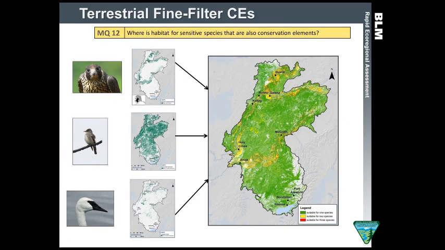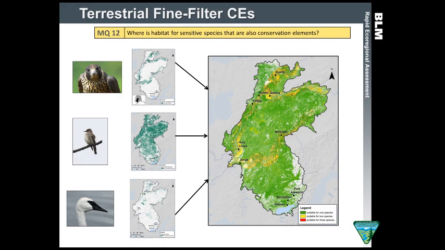Okay. All right, so real quickly, we had a question: where is habitat for sensitive species that are also conservation elements? All we did for this question was to overlay the distribution of the 3 BLM sensitive species that we had that were conservation elements, the peregrine falcon, the alder flycatcher, and the trumpeter swan. And this graphic on the right is the output. Green indicates suitable habitat for 1 species. Yellow is where 2 species overlap, and 3 is where 3 species overlap.